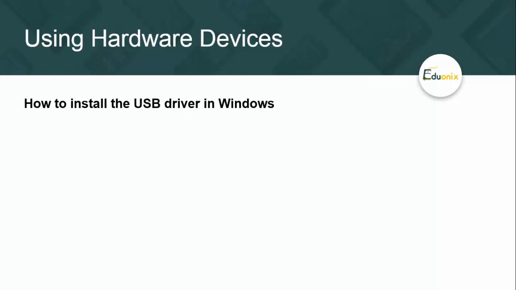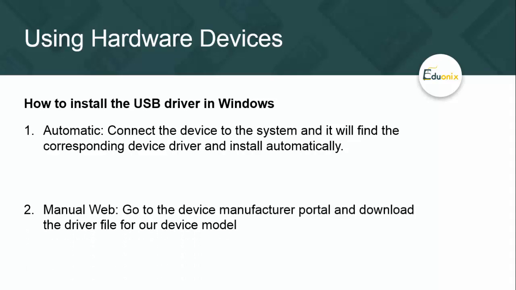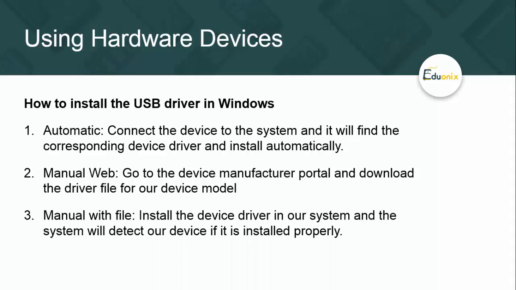So now we will show you how to install the USB driver on Windows. There are three ways to do this depending on how well Windows recognizes the device. 1. The automatic method. Connect the device to the system and it will find the corresponding device driver, download, and install it automatically. If this works, then you are done. 2. The manual method using the web. If not, go to the device manufacturer portal and download the driver file for your device model. 3. The manual method with driver file. Install the driver in your system and the system will detect the device if it's installed properly.